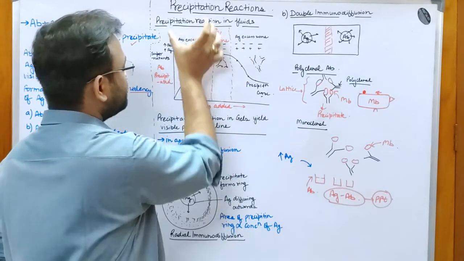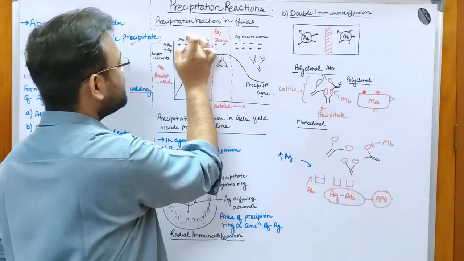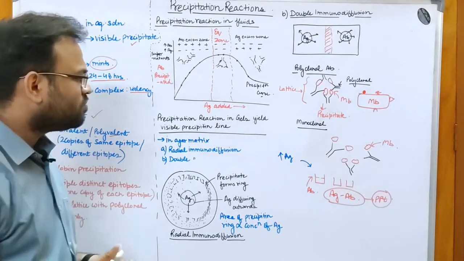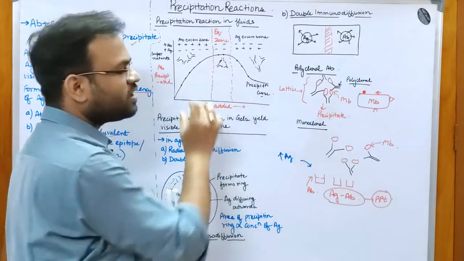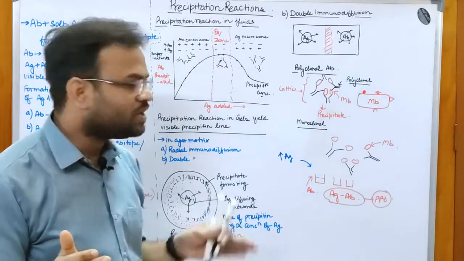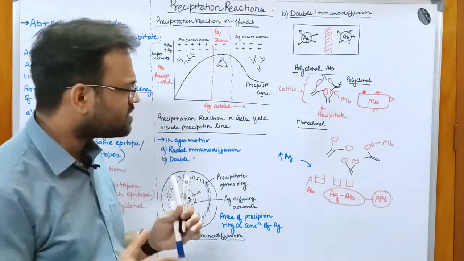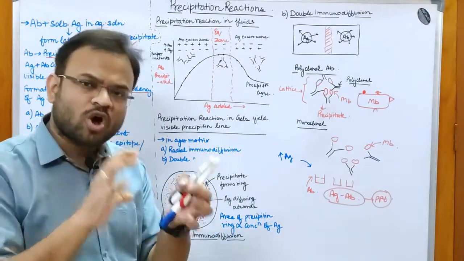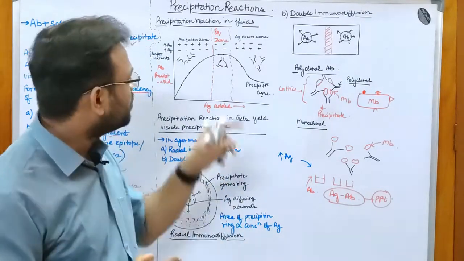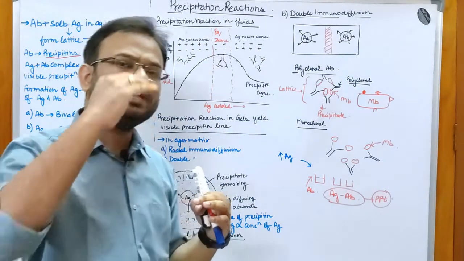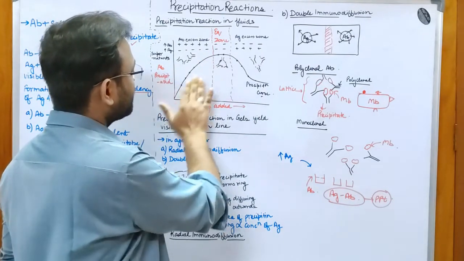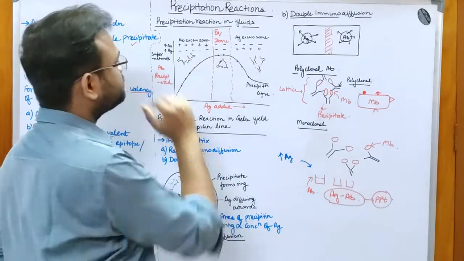In this first phase, you can see the antibody is in excess zone. Why are we calling it antibody excess zone? Because the amount of precipitate over here would not be very high, because there is no proper ratio or proportion of the antigen and antibody. Over here antibody is present in a higher concentration, that is why the amount of precipitate is less.